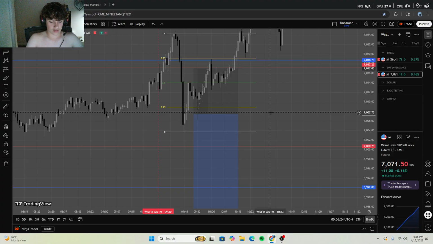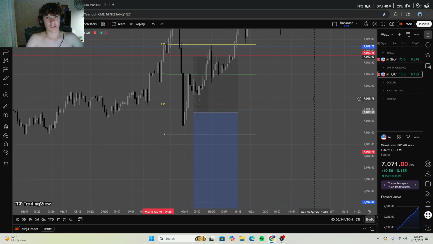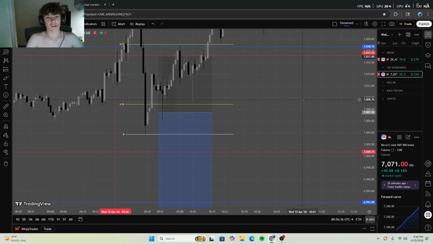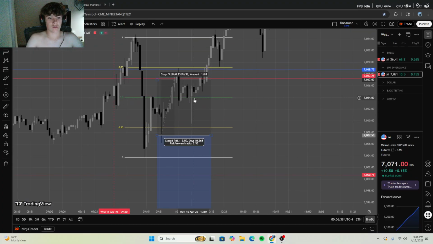And then what else? Also, I need to enter off my confluences. Yeah, I haven't been entering off my confluences. I just realized that. So it hit equilibrium, but I didn't enter off of equilibrium. I want to enter from 0.75 to equilibrium, 0.5. This price zone is where I want to enter.